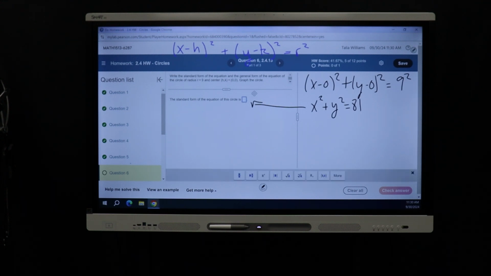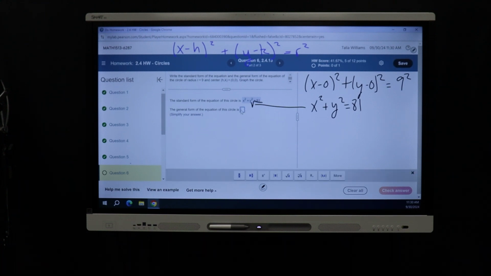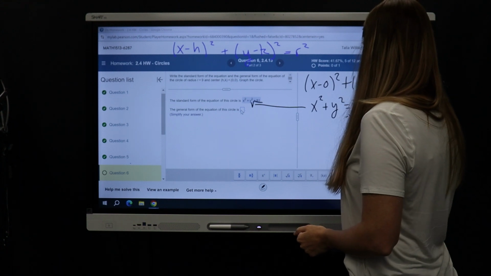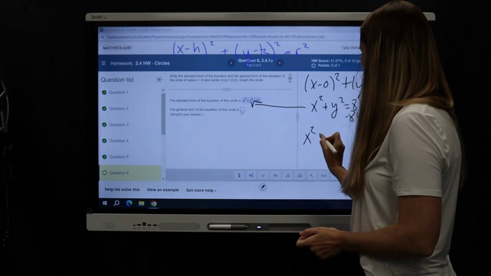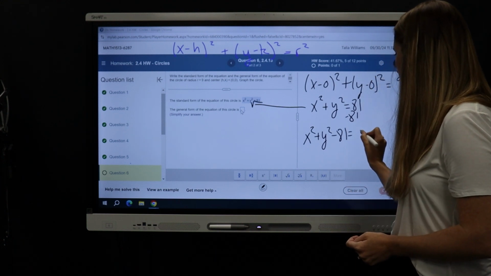And when you do general form, you put everything on the same side of the equation. This one's nice because we didn't have to FOIL. But you'll see in a second, because I'm sure the next problem isn't this nice. So general form, we would subtract 81 over to this side. So we'd have x squared plus y squared subtract 81 equals 0.